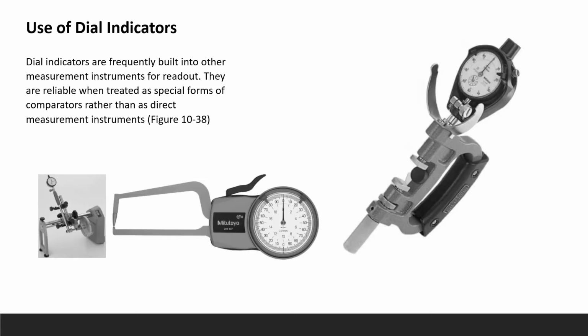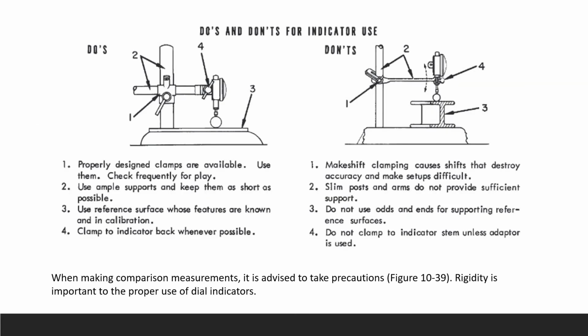Use of dial indicators: they're frequently built into other measurement instruments for readout. So they are reliable when treated as special forms of comparators rather than as direct measurement instruments. Meaning you can use it with other instrument readouts, just like the vernier amplification that you can use with your calipers, so you've got vernier calipers.